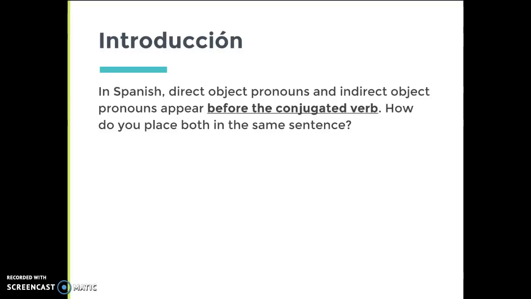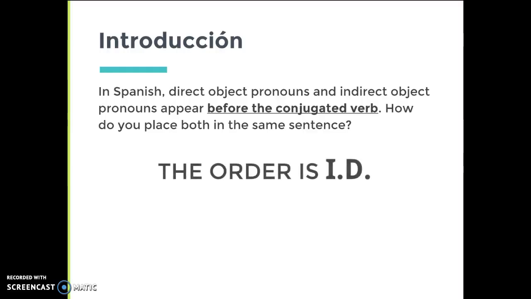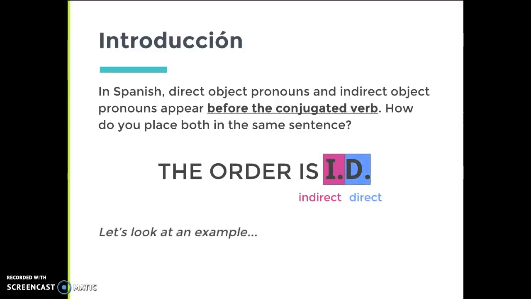In Spanish, our direct object pronouns and indirect object pronouns appear before the conjugated verb. If you're wondering what the order is, I'll tell you right now. It is ID. You can remember it like identification. I is your indirect first, and then D is your direct. So let's look at an example.